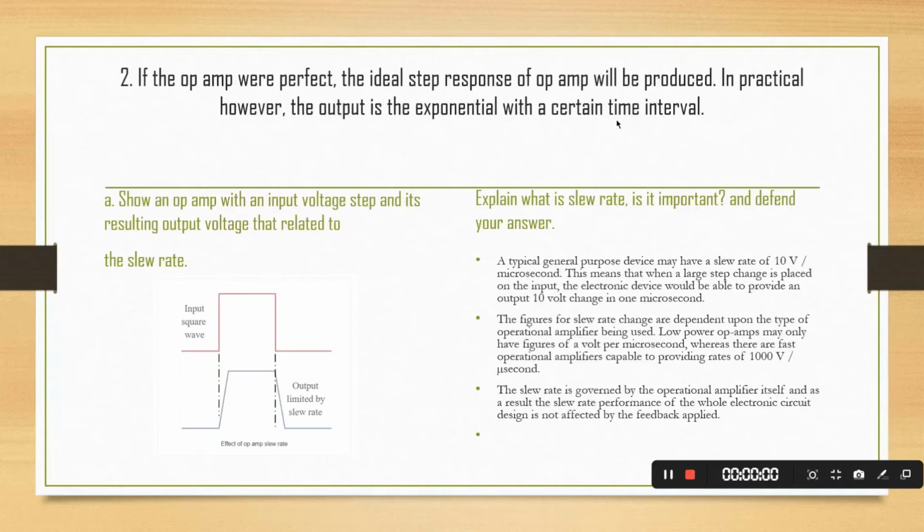Okay, the next question is, explain what slew rate is. Is it important? Defend your answer. Slew rate helps us identify the maximum input frequency and amplitude applicable to the amplifier such that the output has no significant distortion. It becomes imperative to check the datasheet for the device's slew rate before using it for high frequency.